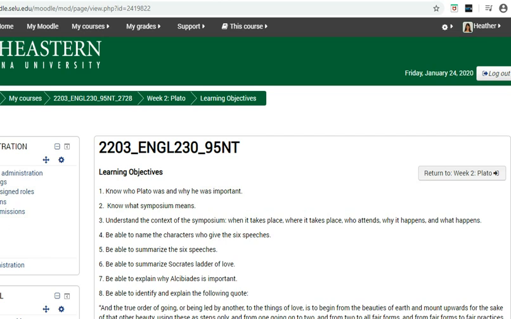Okay, so those are the 6 people that give speeches in the symposium, but then there's another really super important character that comes in at the end and interrupts the speech, and his name is Alcibiades. And he comes in, he gives a speech also. He's not invited to the party, he crashes the party, like literally crashes into the party. And he's not invited to give a speech, but he does give a speech about love.